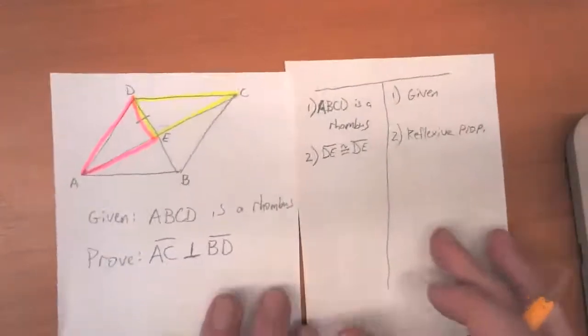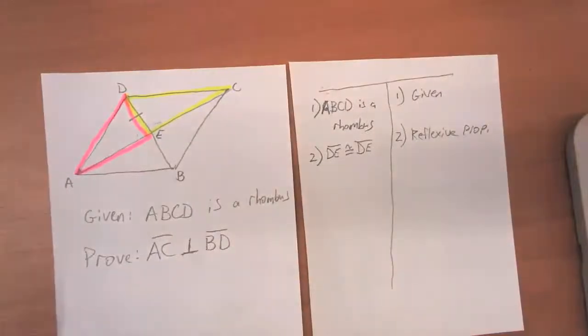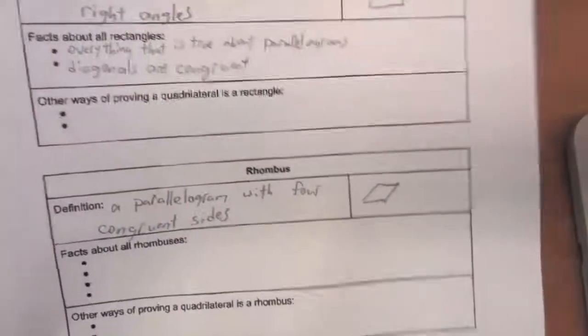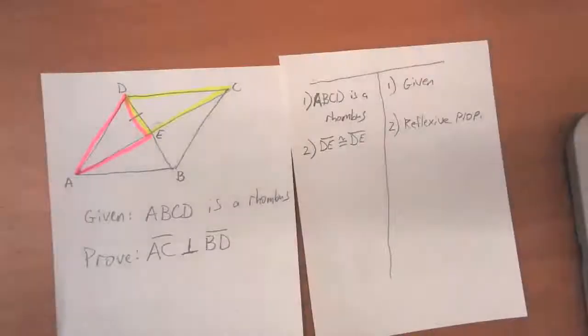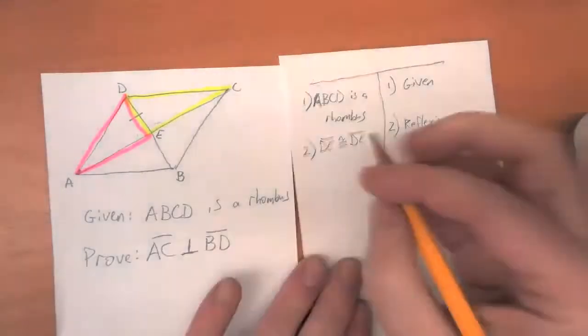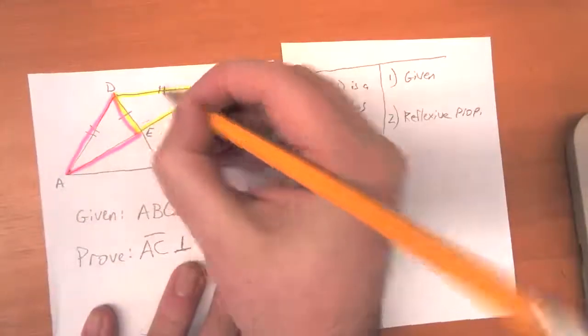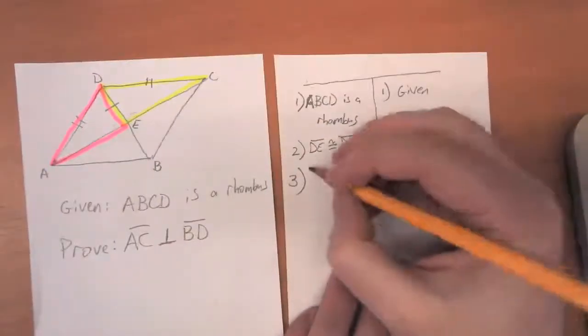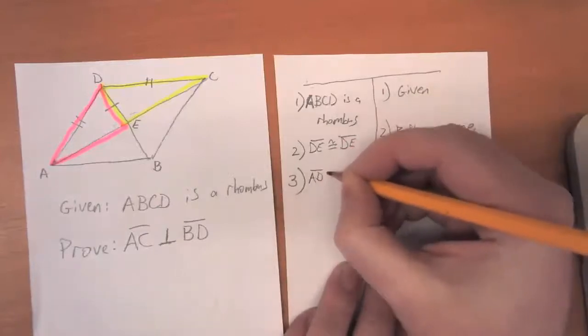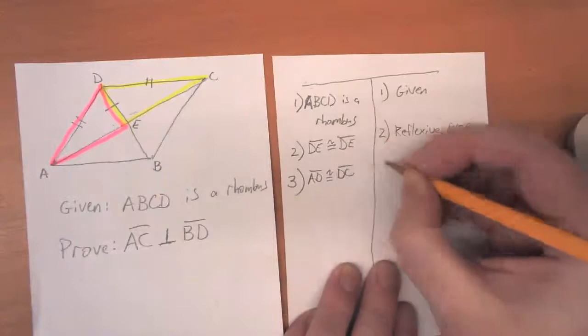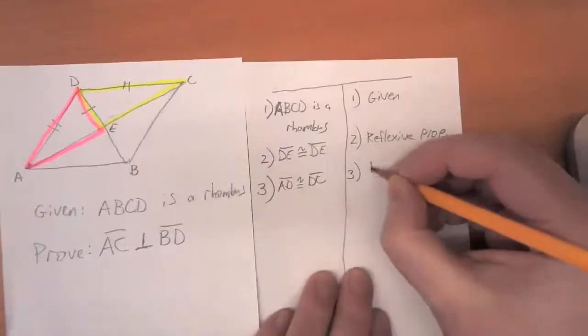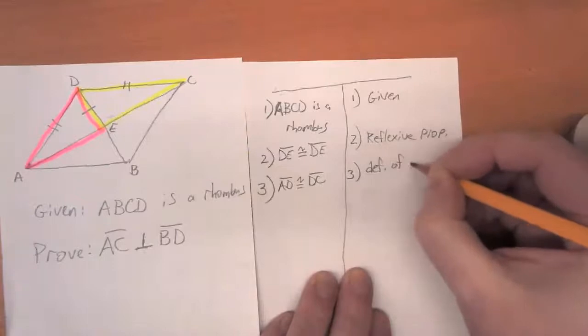Another reason: go back and look at the definition of a rhombus, and that might give you a second piece of information. A rhombus is a parallelogram with four congruent sides. So given that the four sides of this figure are congruent, we know that this side has got to be congruent to that side. So AD is congruent to DC, and that's by the definition of a rhombus.